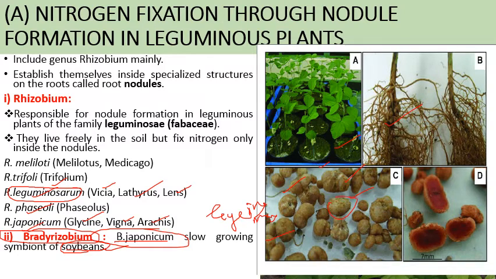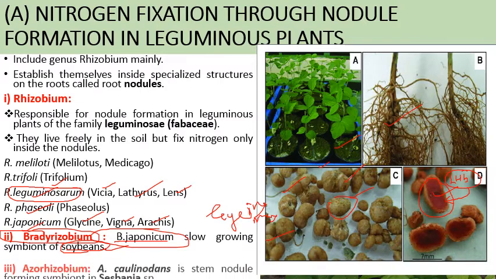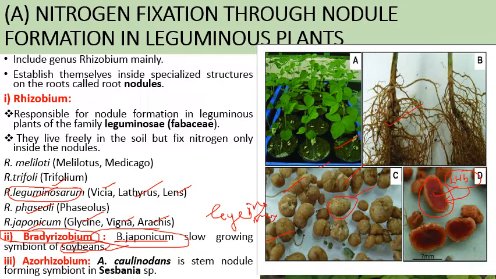And this is the photograph which shows the soybean root system, and these are the nodules. When we cut nodules, inside we see a pinkish color area, and this pink color is due to the presence of one pigment which is known as leghemoglobin. It provides an oxygen-free environment for the bacteria, for the enzyme that is nitrogenase.